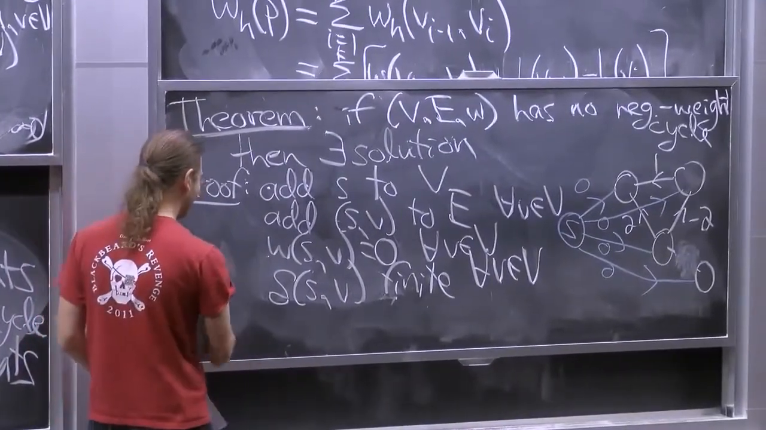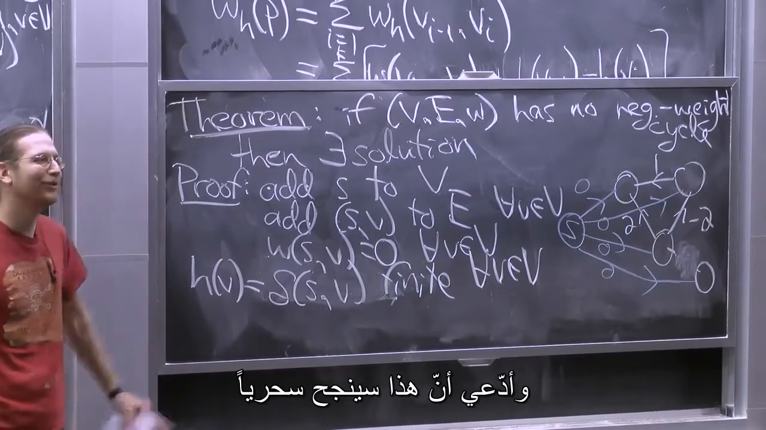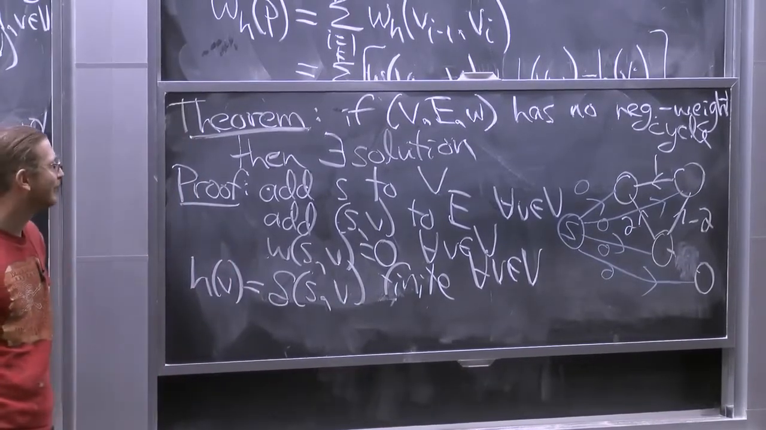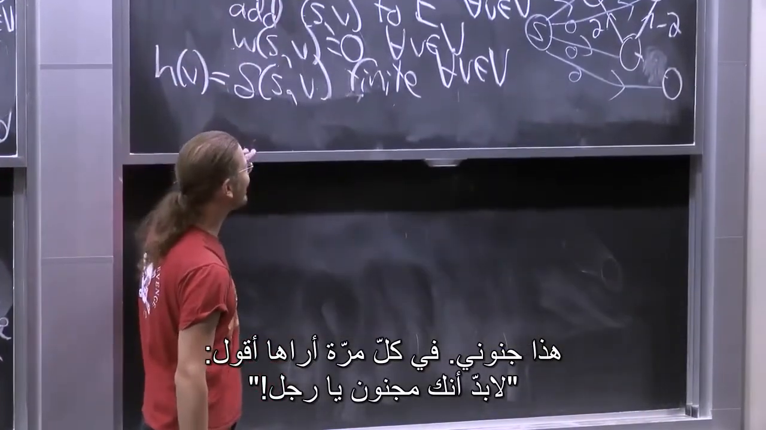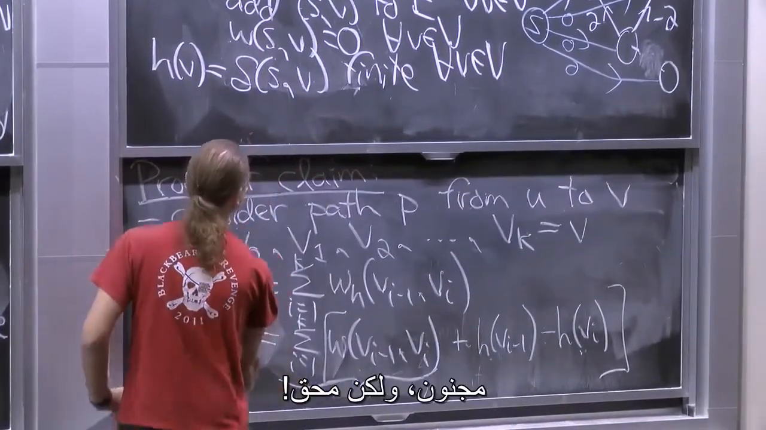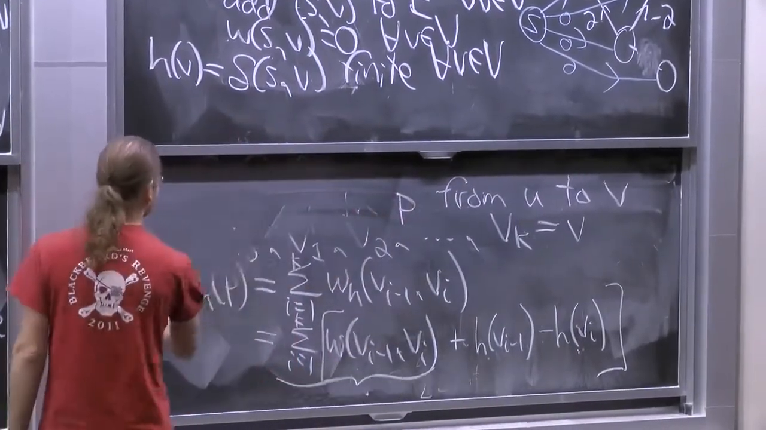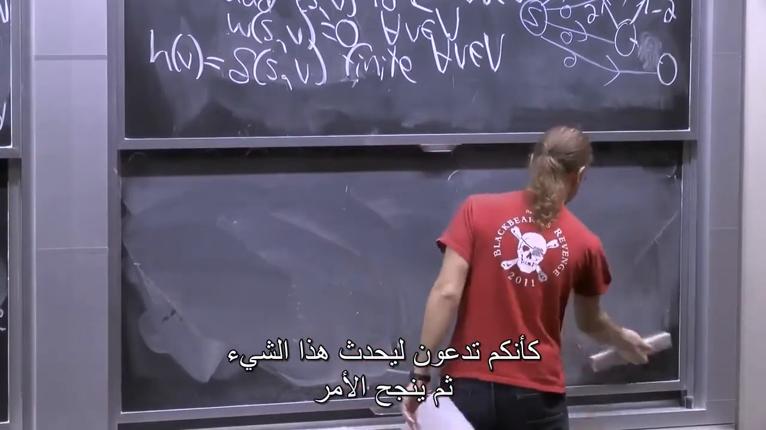So I'm going to let H of V be delta of S comma V. And I claim that just works magically. It's insane. Every time I see it, it's got to be crazy, man. Crazy but correct. That's Johnson. It's like you just pray that this happens and it works.